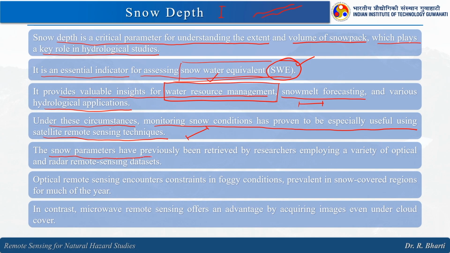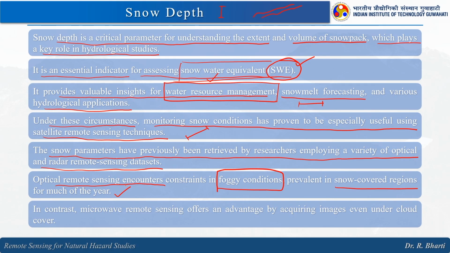The snow parameters have previously been retrieved by researchers employing a variety of optical and radar remote sensing data sets. Optical remote sensing has a constraint because it cannot give you data in foggy conditions, and the snow covered regions are mostly cloudy throughout the year. In contrast, microwave remote sensing offers an advantage by acquiring images even under cloudy conditions. So these are the advantages of remote sensing, and why we have to look for an alternative source of information to estimate the geophysical parameters, particularly snow depth.